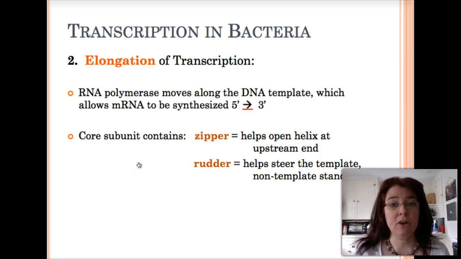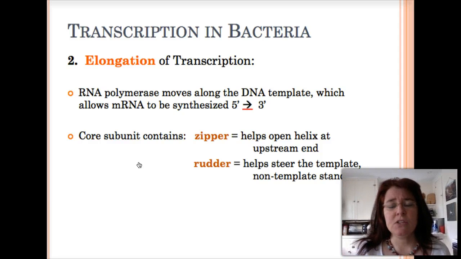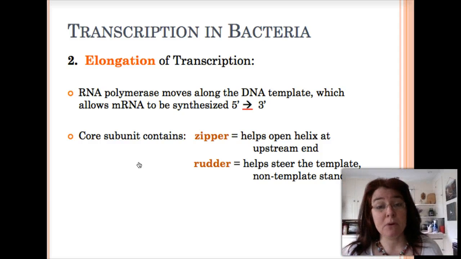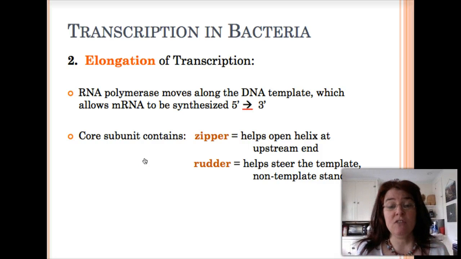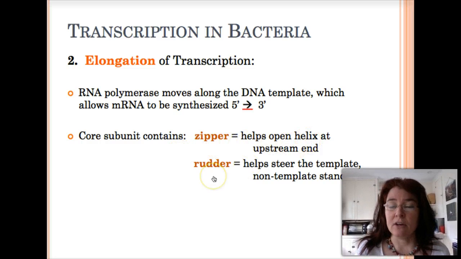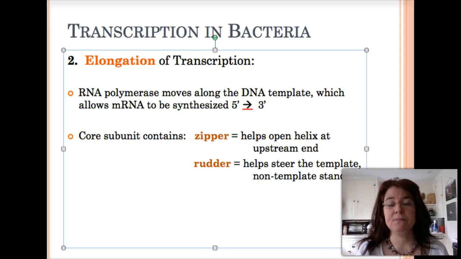Now, I showed you a minute ago that inside the channels in the core, there are a couple of regions of protein that actually jut out into the channel region. These structures are called the zipper and the rudder. The zipper is a projection of the protein that helps open the helix. And the rudder, just like a rudder on a boat, helps steer the template strand away from the non-template or coding strand so that the two stay apart from one another.